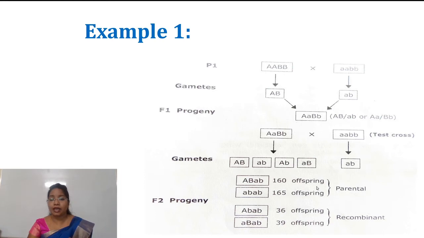So in the data, the number of offspring is given. As we know, these are the number of parental offspring. So this is present in 160, this in 165, this in 36 and this in 39. So in this way the number of offspring has been given.